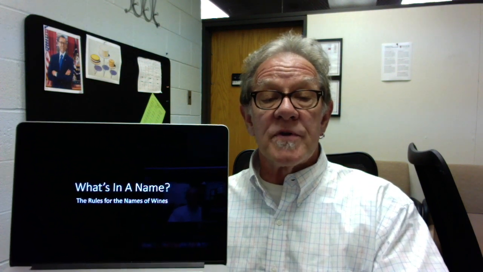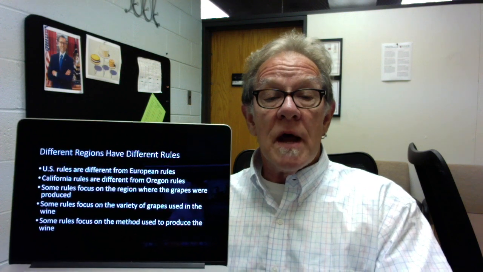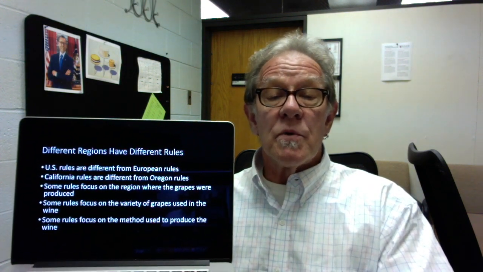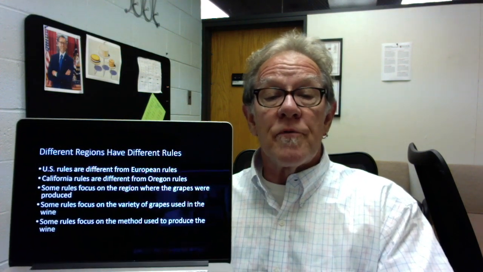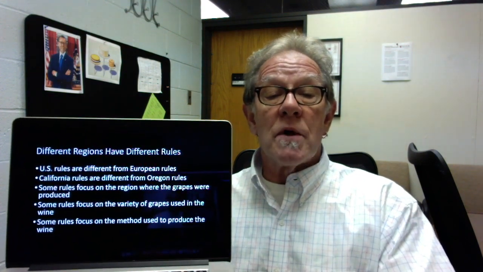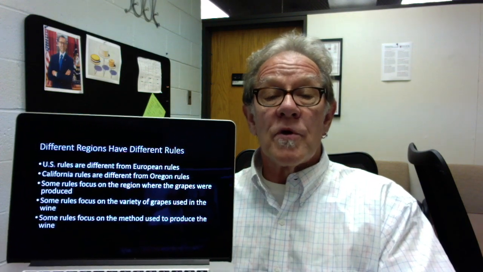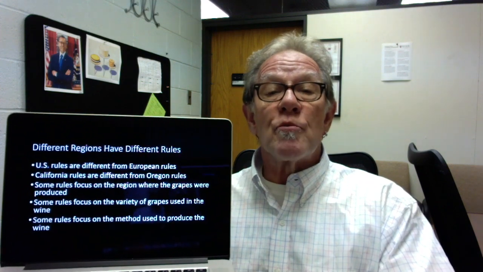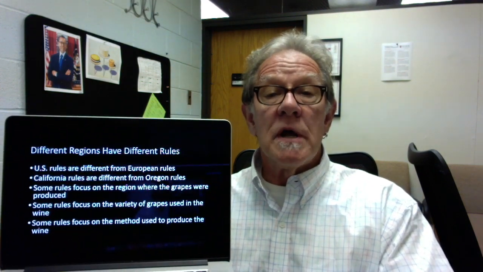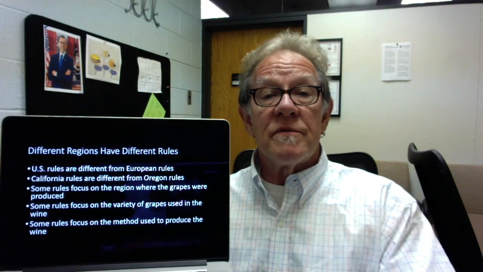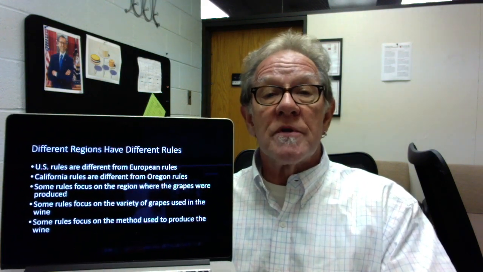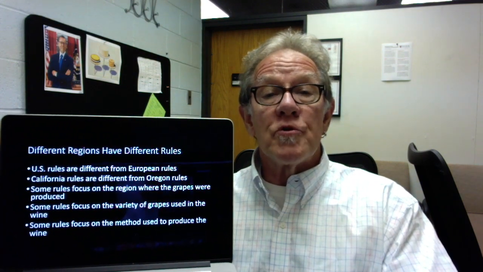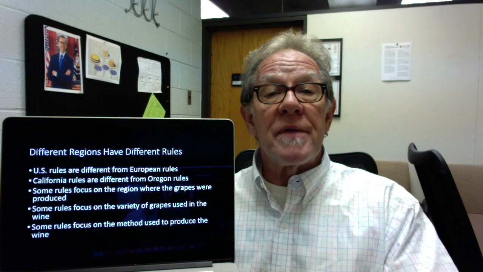So the sample that I gave indicated that I might be talking about the rules for naming wines. So my first slide says, what's in a name? The rules for the names of wines. And my next slide goes on to say that there are different rules for different regions. US rules are different from European, California rules are different from Oregon, and then I go on to point out that some rules focus on the region where the grapes are from, some rules focus on the variety of grapes, some rules focus upon the method for production. In my remaining 4 minutes of this informational speech, I'm just going to focus on the bottom 3 points. Rules based on region, rules based on variety, rules based on method of production.